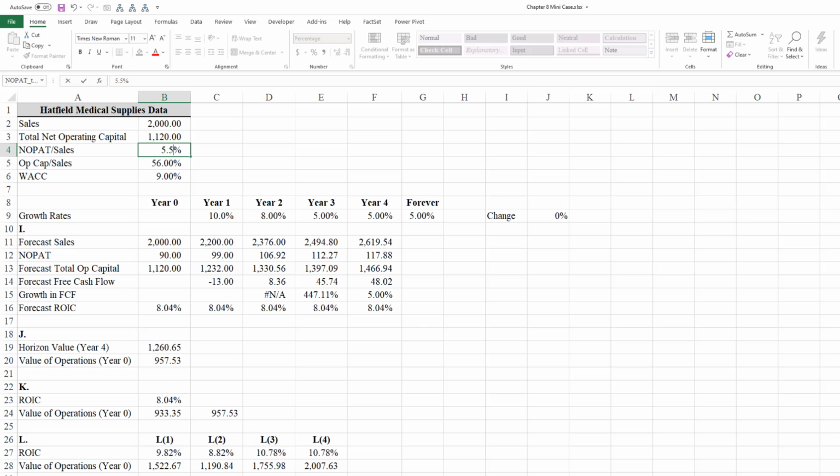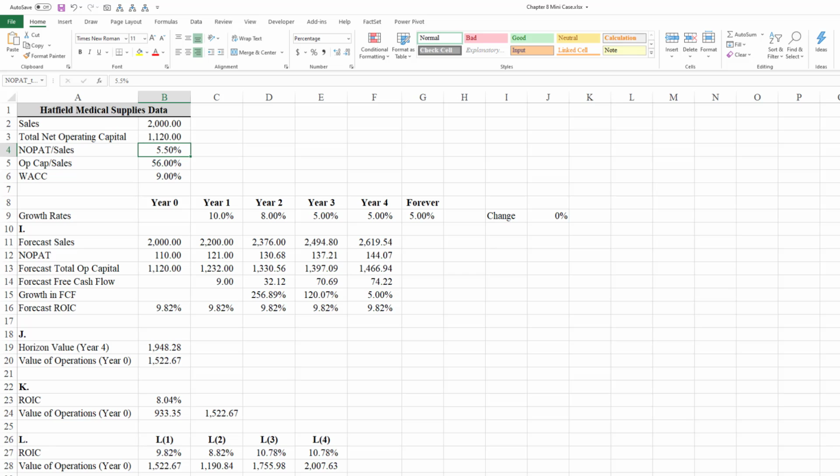And I'm not going to walk you through all of the original calculations again. But when you do that, you can see that the return on invested capital goes from 8.04% to 9.82%. And now, because they're more profitable on an operating basis, they are actually creating value. Remember, the cost of capital is 9%, and now the return on invested capital is exceeding that. So the value of operations then goes to 1522.67 in this scenario. That's considerably higher than what we had before.